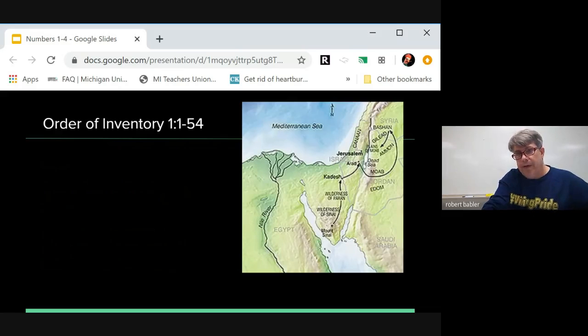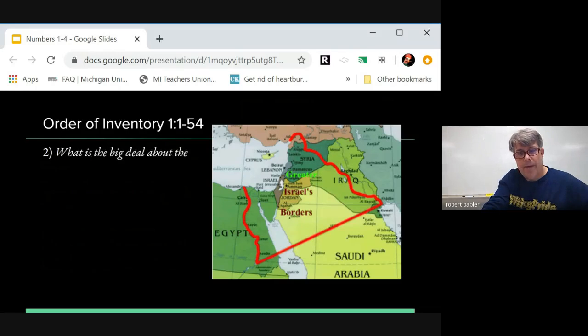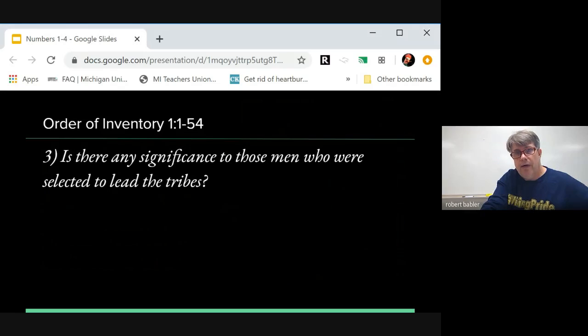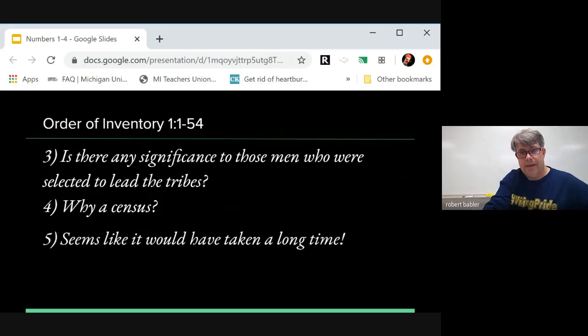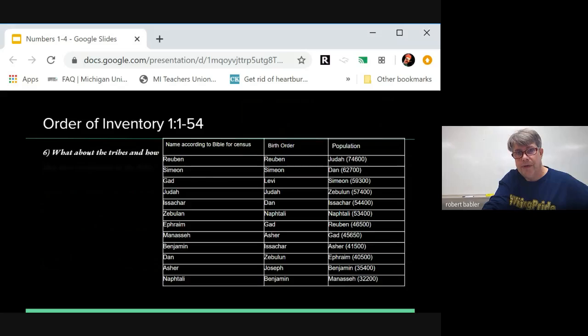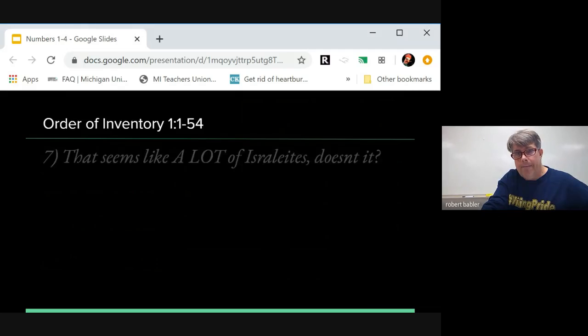So order of inventory, we looked at the map and kind of where they went and so forth. We looked at the promised land and what the promised land was. And then we talked about the tribes and any significance to the guys who were in the tribes, and why did they take a census. And it seemed like it was taking a long time. And so we took a look at some of the tribes again, and how it was a lot of Israelites.